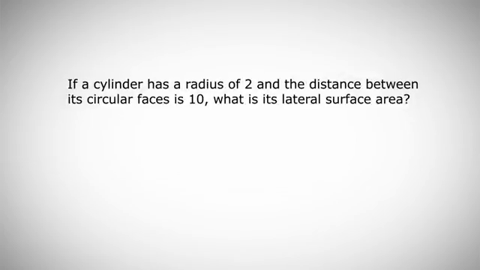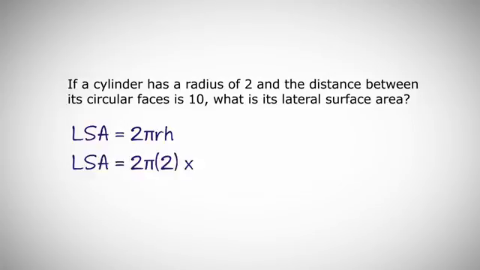Let's try another problem. If a cylinder has a radius of 2 and the distance between its circular faces is 10, what is its lateral surface area? So we remember that lateral surface area is going to equal 2 pi r times height. And in this case, we know the radius is 2 and the height is 10, so our lateral surface area is going to equal 2 pi times 2 times 10, which is equal to 40 pi.